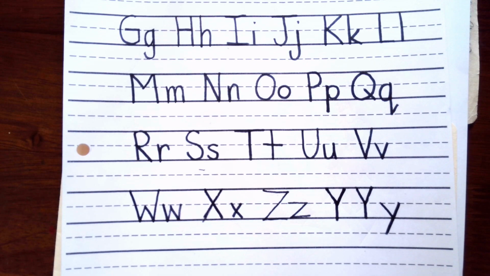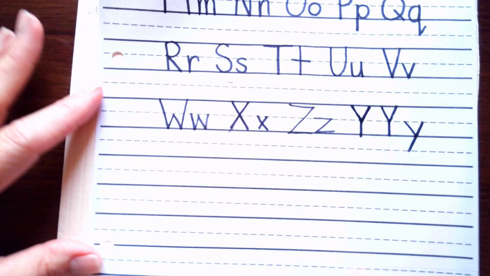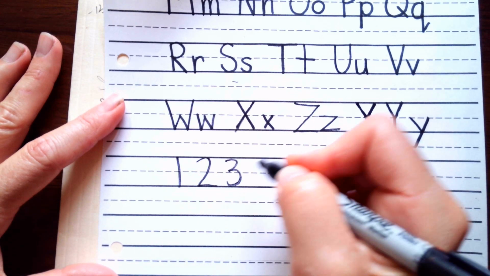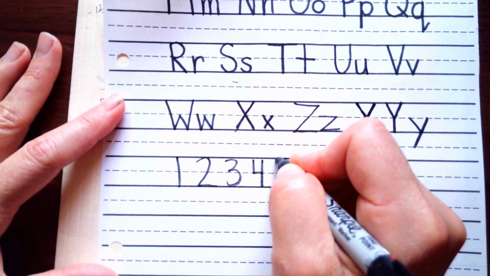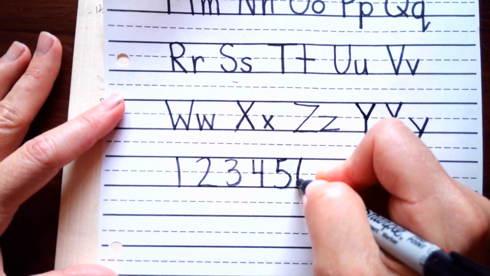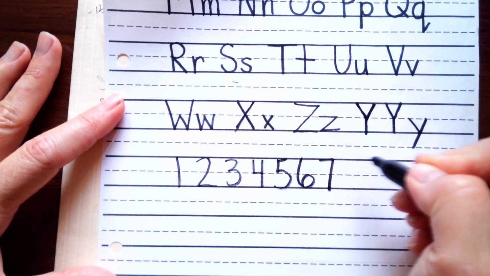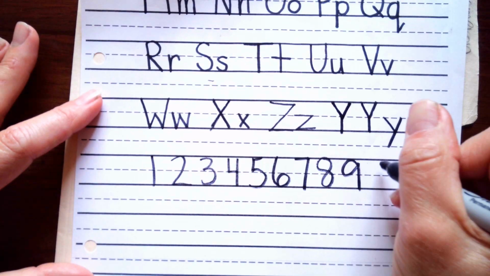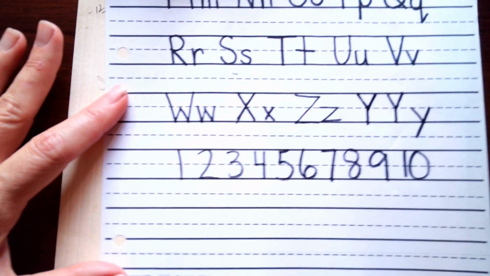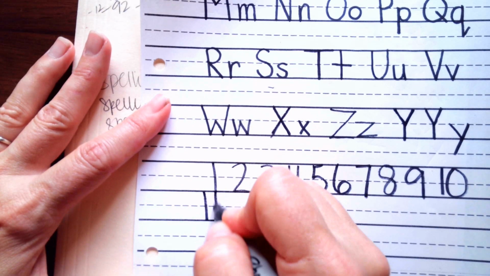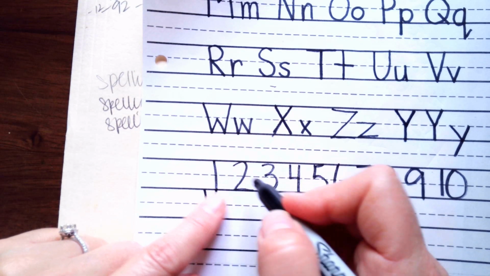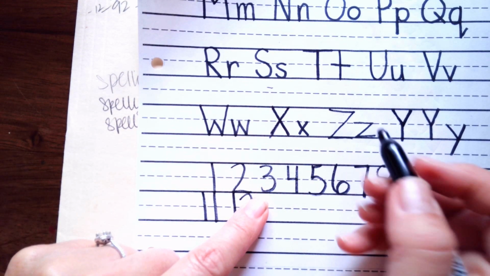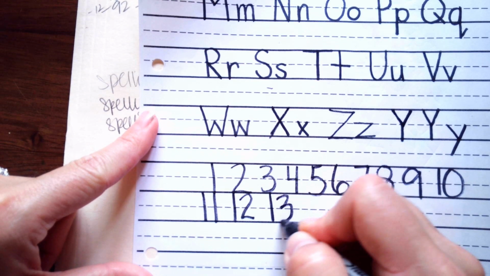And then we're just going to do 1, 2, 3, 4, 5, 6, 7, 8, 9, 10. And then an 11 is a 1 and a 1. What comes next after 1? 2. Our 12 is a 1 and a 2. What comes next after 2? A 1 and a 3.